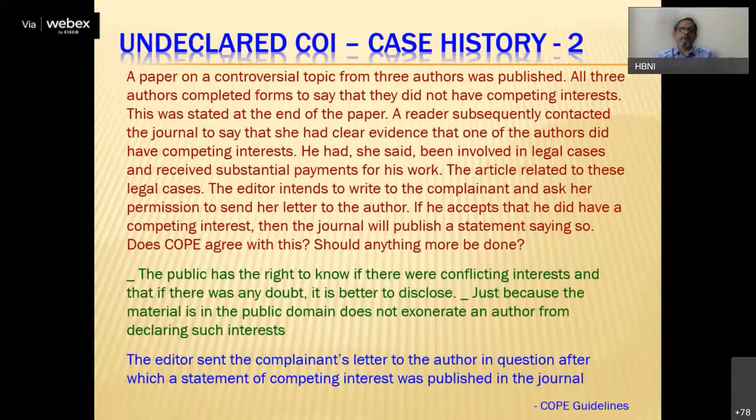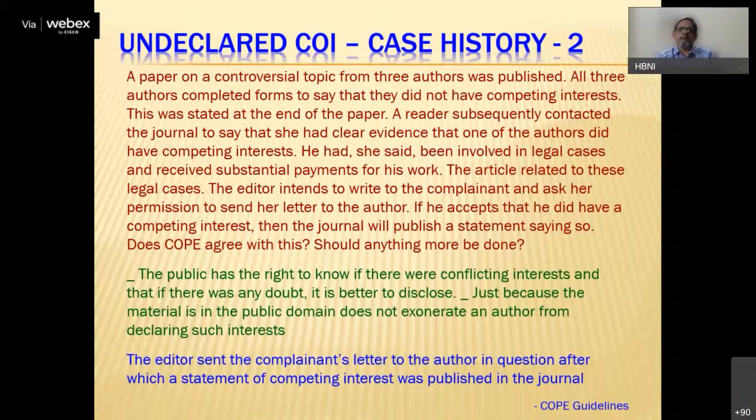So the editor wanted to write to the complainant and ask her permission to send a letter to the author. And if the author accepts that he did have a competing interest, then the journal will publish a statement saying so. So the question he put up to COPE was whether this is okay with COPE or should anything more be done. So COPE replies saying that the public has the right to know if there were conflicting interests and that if there was any doubt, it is better to disclose. Just because the material is in the public domain does not exonerate an author from declaring such interests.